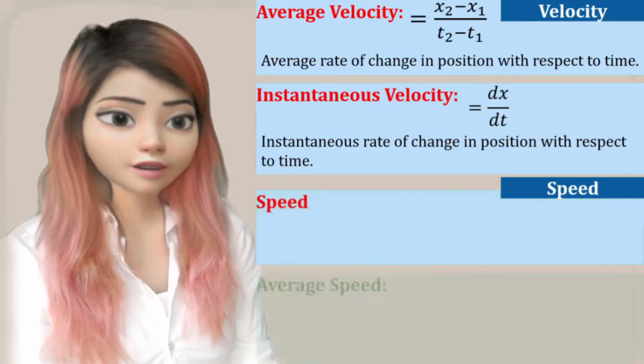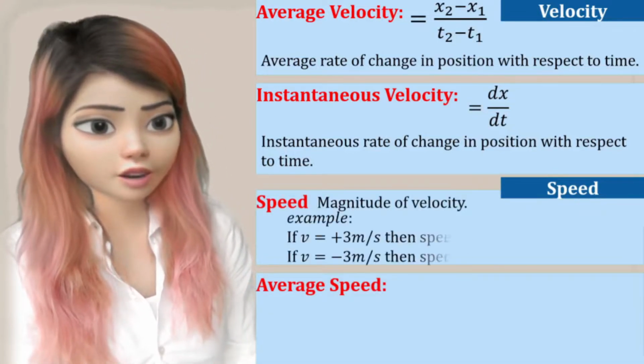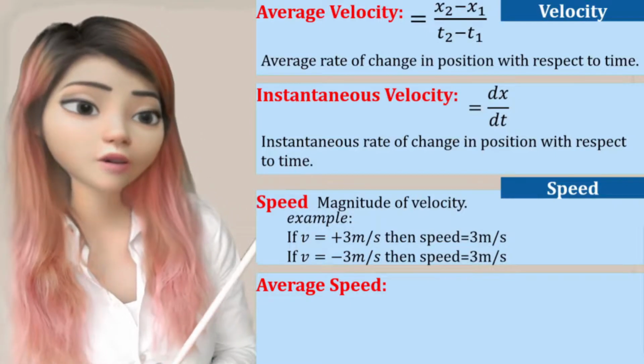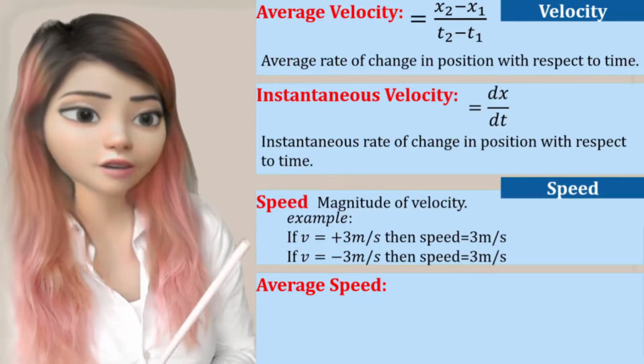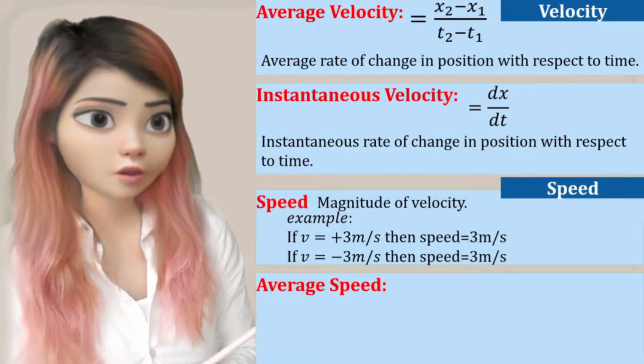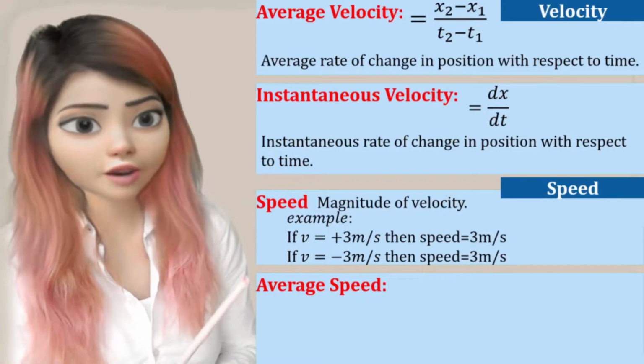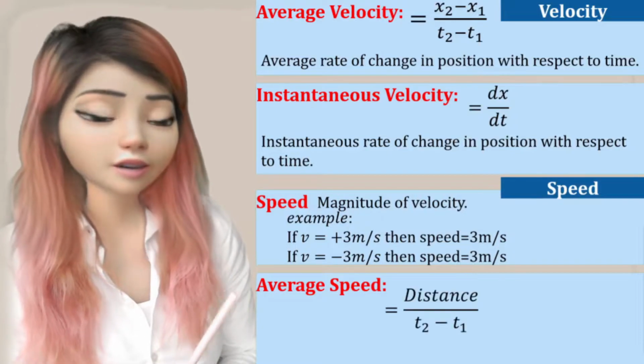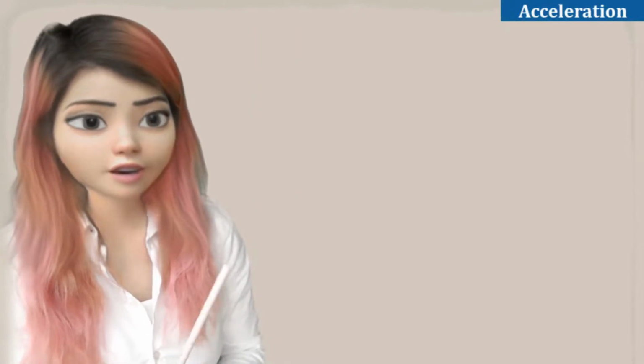Now with speed, we can have the speed or the average speed. So the speed is the magnitude of velocity, so it's always a positive value. So whether the velocity is positive 3 or minus 3, the speed is just 3. Whereas the average speed is the distance over time.